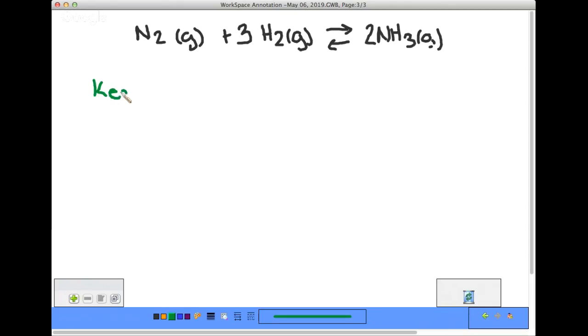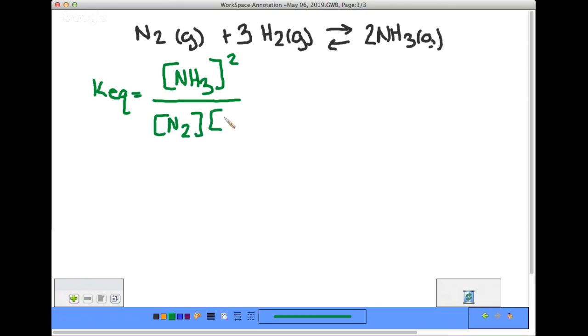So KEQ is going to be equal to our products, which is going to be ammonia squared divided by nitrogen times hydrogen cubed. And we're given some values, so we're going to go ahead and plug those values in now to solve for KEQ. So now we have KEQ, and we are told that the concentration of ammonia is 0.01.